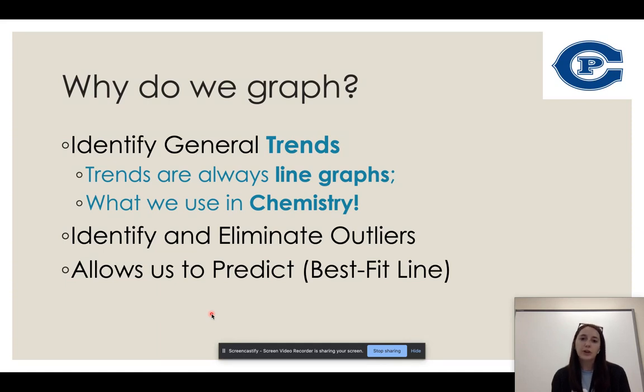Also, using line graphs allows us to identify and eliminate any outliers that we might have in our data. And we can see outliers when we use our best fit line, but our best fit line also allows us to predict what could happen later on. And so we can make an educated guess on what might happen if I had 20 grams of fertilizer by using the graph that is a positive slope. And so I can infer from there, hey, I'd have an increase in height by this much.